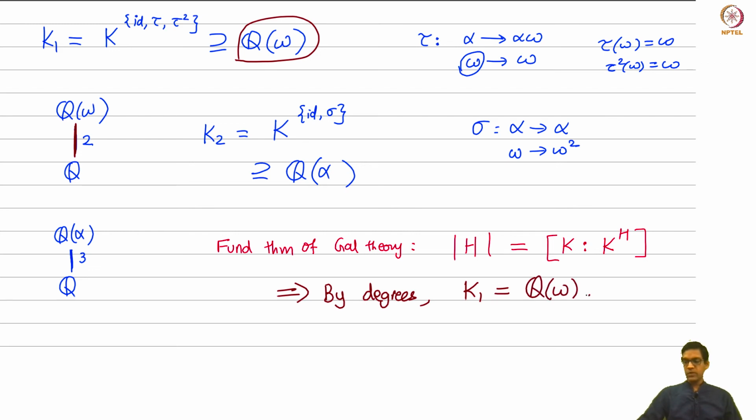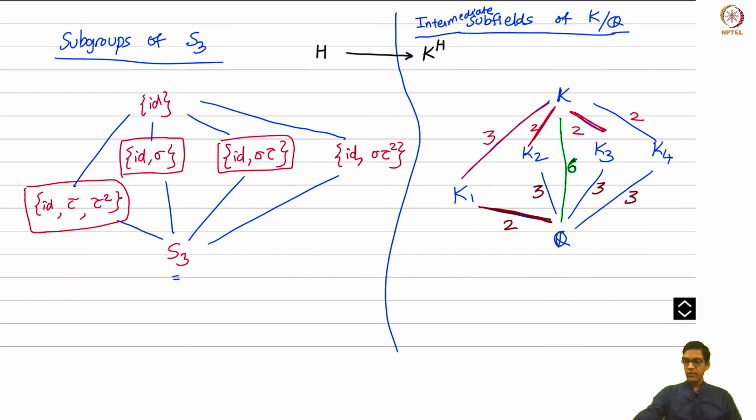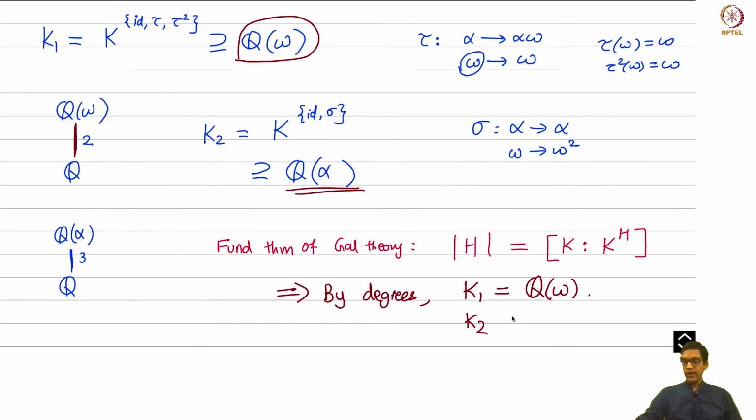That's about it, because already I have gotten degree 2. By the same token, I take K2, which contains Q alpha for sure, but the degree of K2 over Q is 3, right? So I have already gotten 3, I can't get anything larger, so this can only be Q alpha.